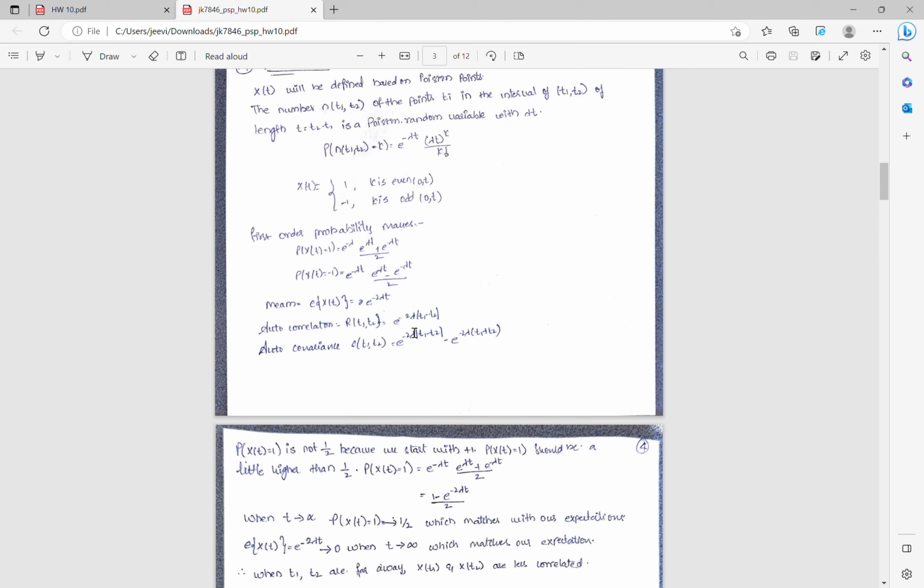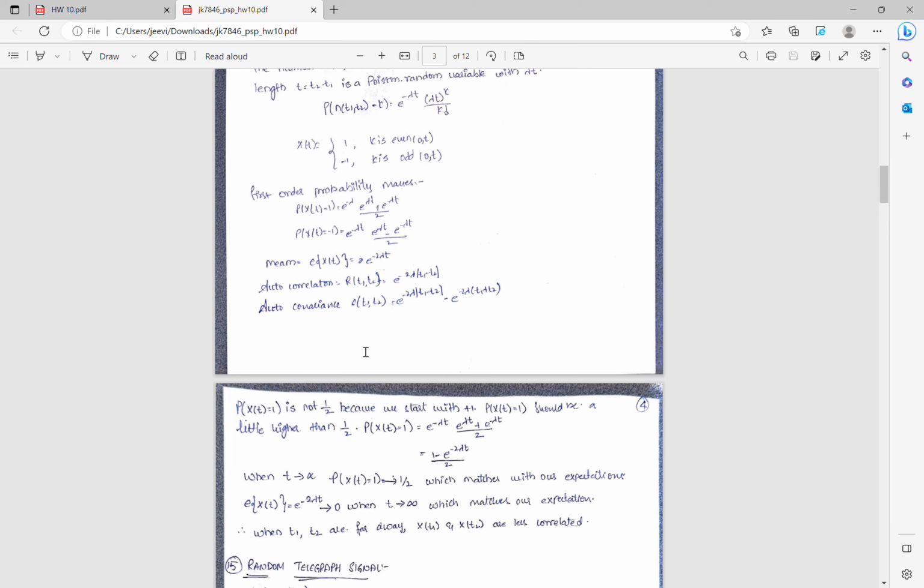The autocorrelation will be e power minus 2 lambda mod t1 minus t2. And the autocovariance will be equal to e power minus 2 lambda into mod t1 minus t2 minus e power minus 2 lambda into (t1 plus t2).